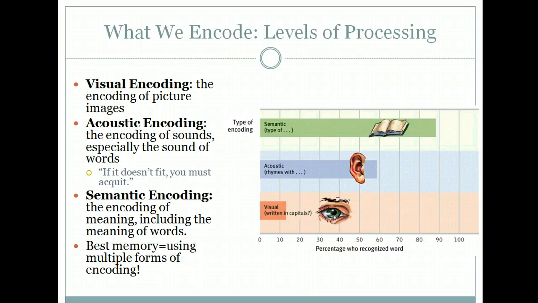So what we encode: levels of processing, and I talked about this a little bit in class after we did our activity the other day. First we have visual encoding. Visual encoding here is just looking at something, so the encoding of picture images. That's if you're just looking at it, like if you're looking at your note cards, you're not really doing anything with them, but just looking at them. You can see here about how often you would remember just using visual encoding.